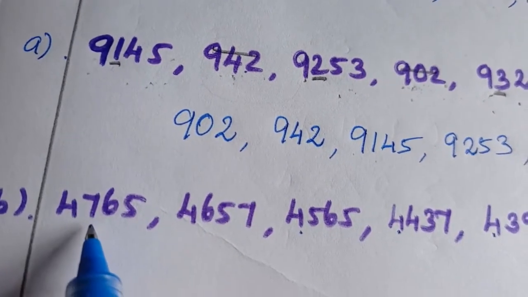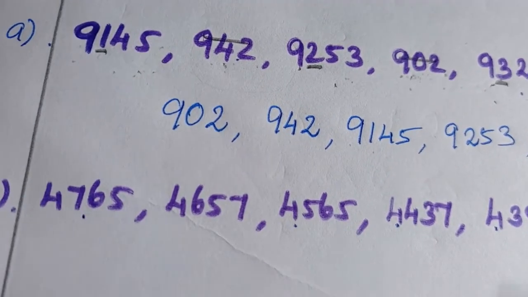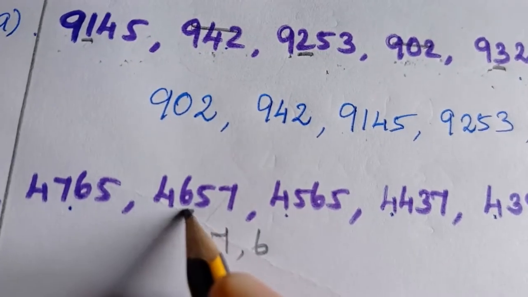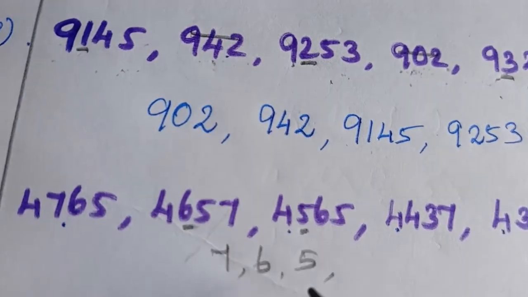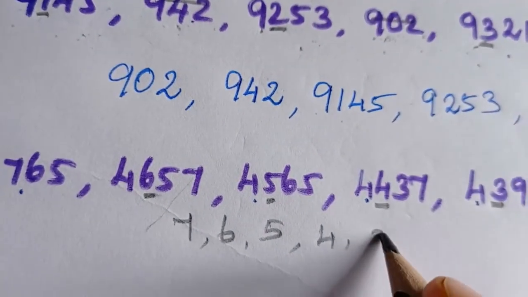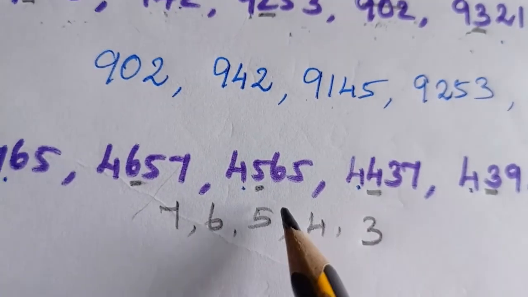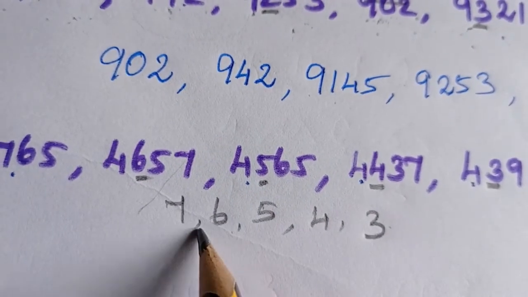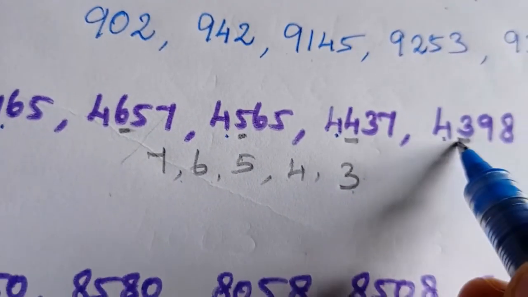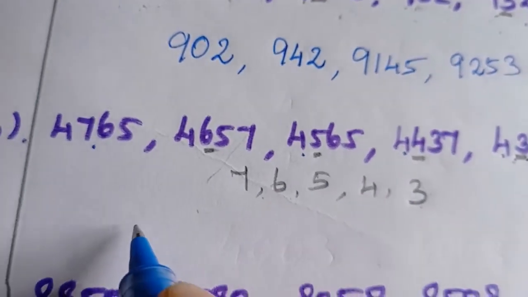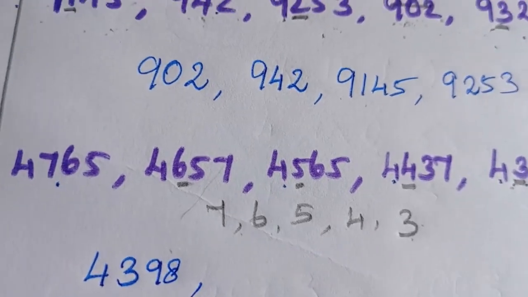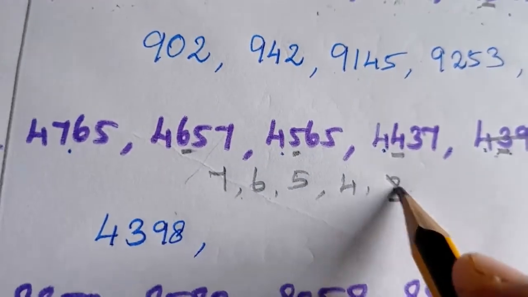Okay. Here this number, the 100 place value is 7. First number. Next number, the 100 place value is 6. And next number, the 100 place value is 5. And next number, the 100 place value is 4. Next number, the 100 place value is 3. So which is smaller here? 3, 4, 5, 6 or 7? 3 is smaller, isn't it? So you can write 4398 as the smaller number. Okay. So once we found this number, cut it.